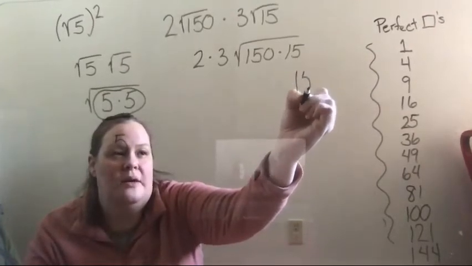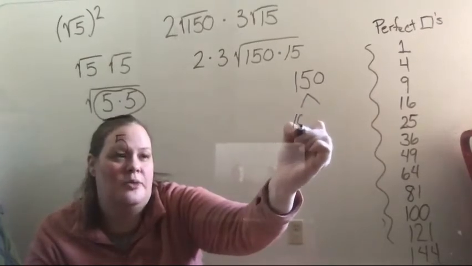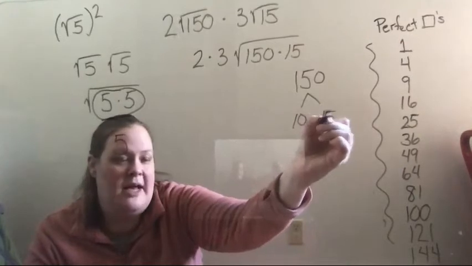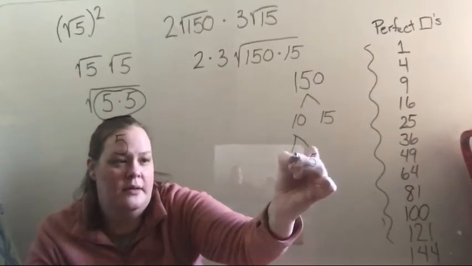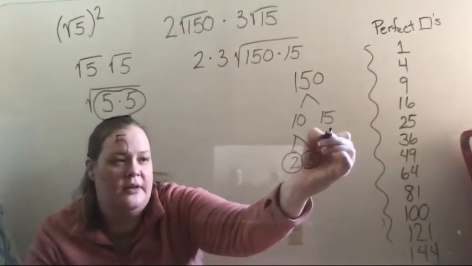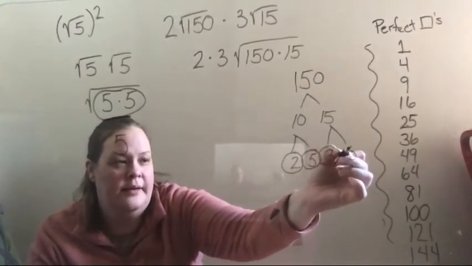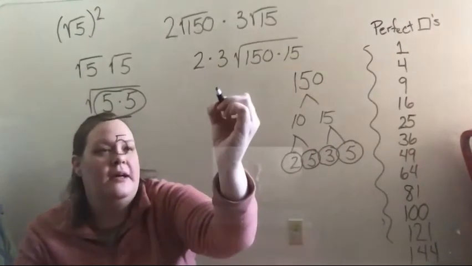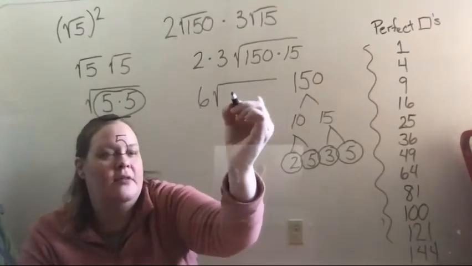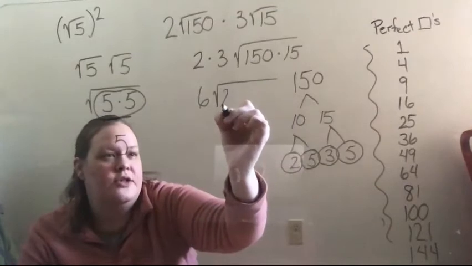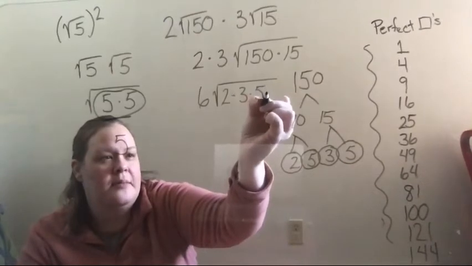So if I start with 150, well, I can think to break that into 10 and 15. You may have broken it into something else, and that's okay, right? 10 becomes a 2 and a 5. We're not going to break either one of those down any further. And 15 becomes a 3 and a 5. So now if I rewrite this, 2 times 3 is 6. I can rewrite that 150 as 2 times 3 times 5 times 5.